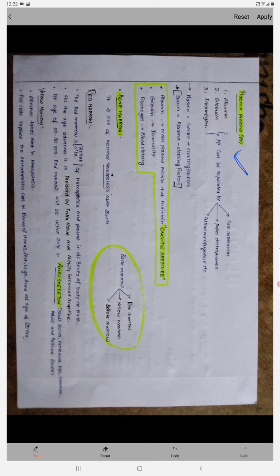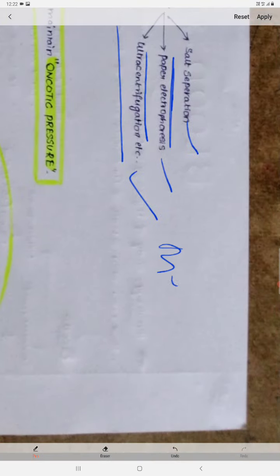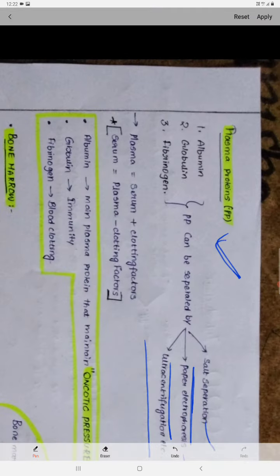Okay, the solid particles, mainly three plasma proteins, are present. These are albumin, globulin and fibrinogen. They can be separated by using salt separation, paper electrophoresis or ultracentrifugation, and these are the methods to separate the plasma proteins, that is, albumin, globulin and fibrinogen.